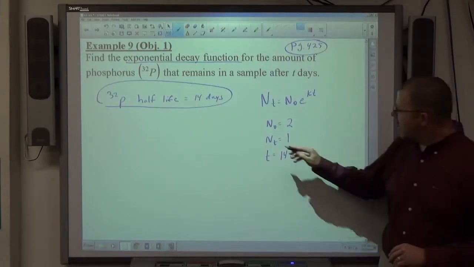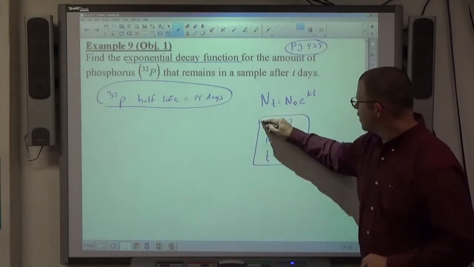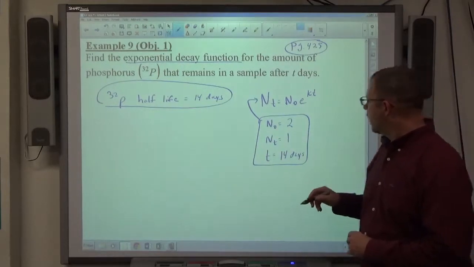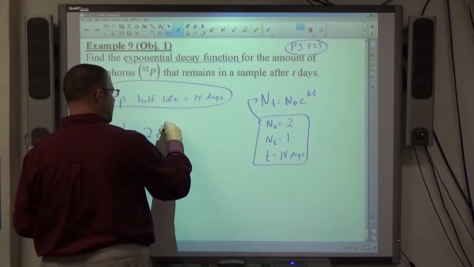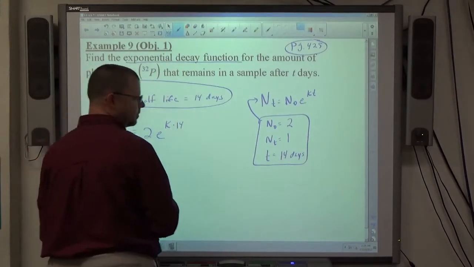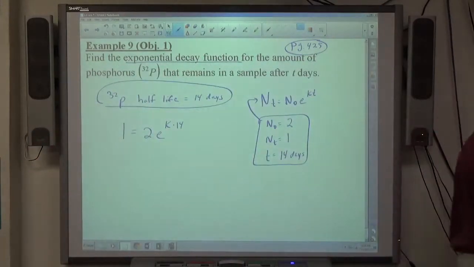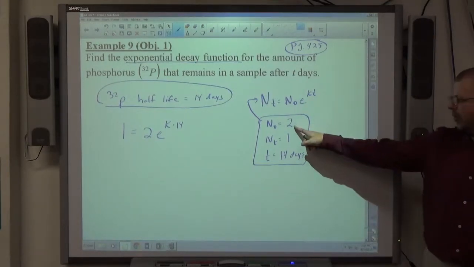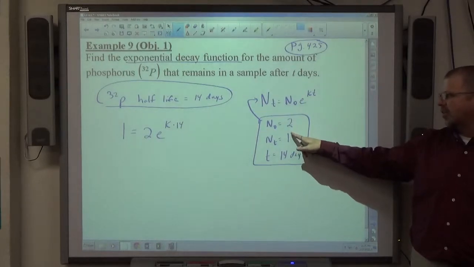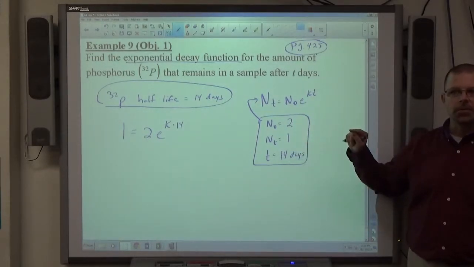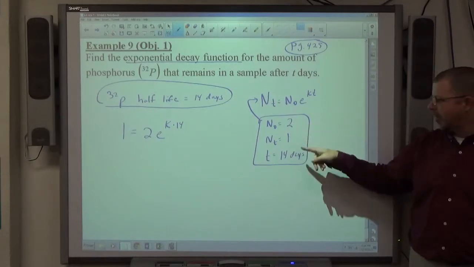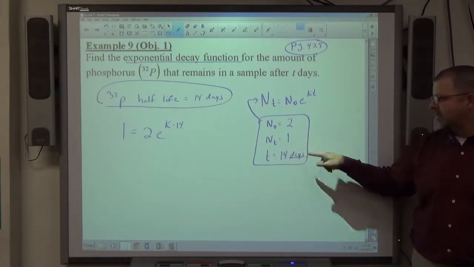All right? If I take these three numbers here and substitute them into this equation, we end up with 1 equals 2e to the k times 14. Whenever you write down time on these problems, make sure you put a unit on your time. I don't care about units here. This is grams, that's grams, pounds, pounds, ounces, ounces, kilograms, kilograms. These don't matter so much. This matters, days.